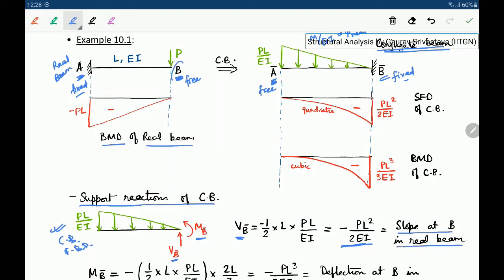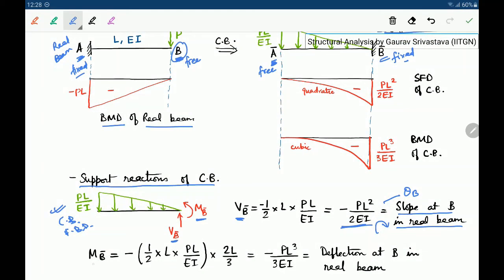So the slope at point B, theta B, is minus PL square by 2 EI. And since there is a minus sign, it implies that this is a clockwise rotation as per our sign convention. Okay. Similarly, MB bar comes out to minus PL cube by 3 EI, and this will give delta B, or the deflection of point B in the real beam. And again, since there is a negative sign, this indicates that the deflection is in the downwards direction as per our sign convention. Okay. And once we have this, we can draw the full shear force and bending moment diagram of the beams.